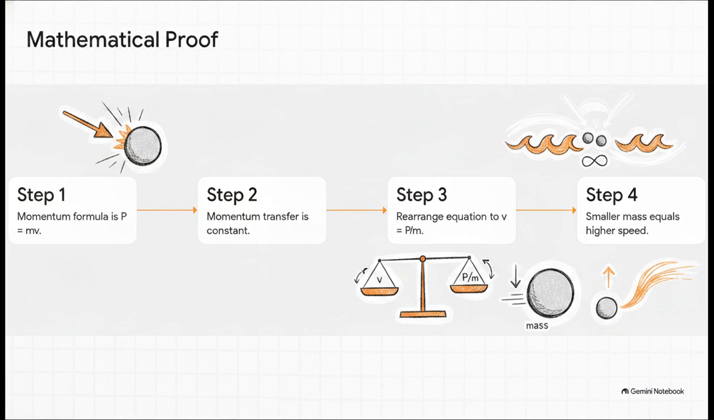Step 3. Now for some basic algebra. If we want to solve for velocity, or speed, we rearrange the equation by dividing both sides by mass. So we get v equals p over m. Velocity equals momentum divided by mass. Step 4. Notice where the mass is sitting in that equation. It's in the denominator. This mathematical proof shows an inverse relationship. If the mass of the suspended particle goes down, its velocity goes up. Mathematically speaking, a lighter, smaller particle is guaranteed to move faster when it gets hit by those invisible atoms.